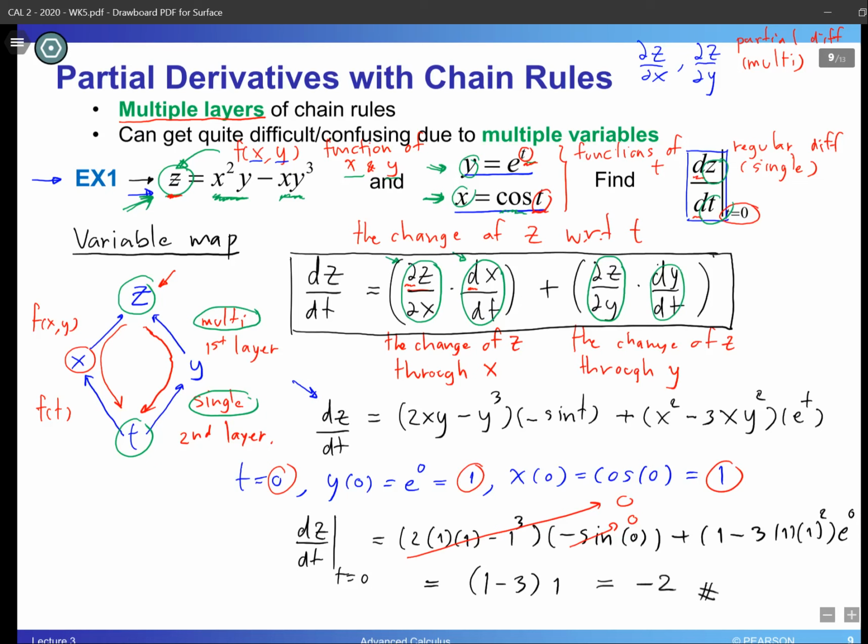As you can see here, as long as we have the right variable map, then we can use that to find the formula for the derivative. And once we have the formula, then finding the dz by dt can be done quite easily. Now let's move to the next example, number 2.